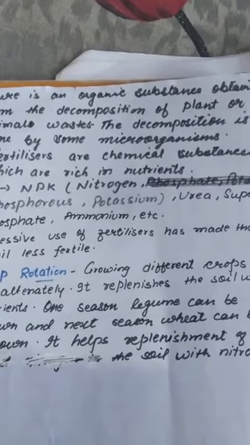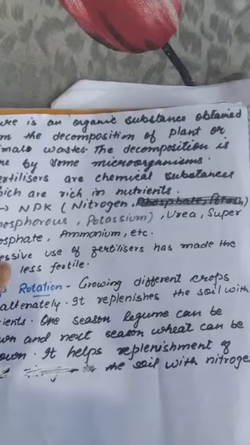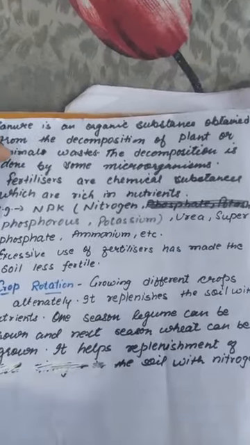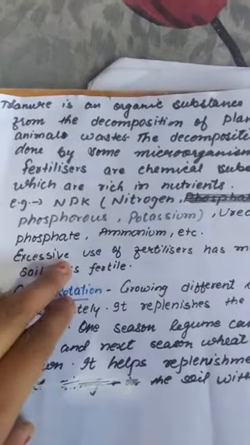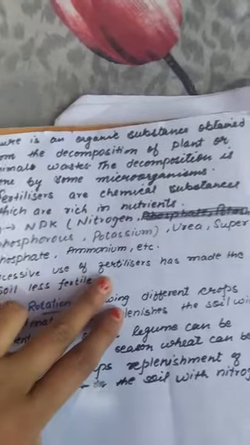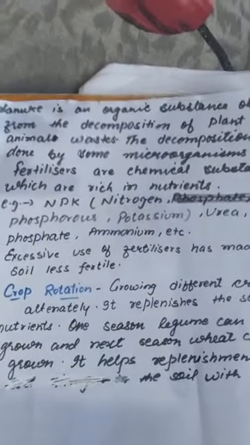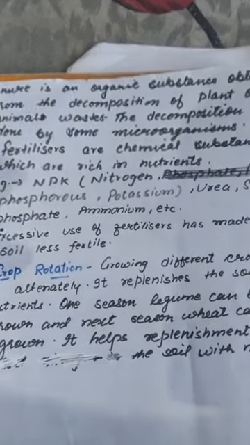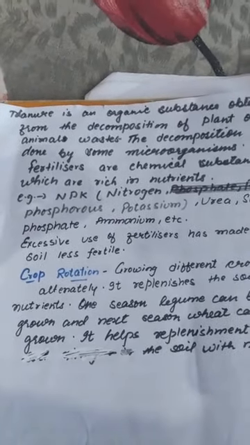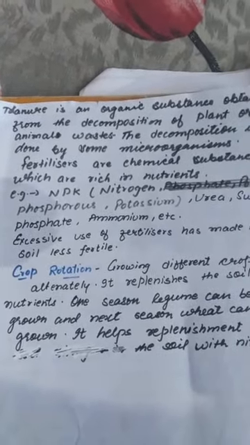It gives a lot of humus to the soil, and that's why when we add manure into the soil, it is good for the plants. But excessive use of the fertilizer is losing the fertility of soil. So fertilizer we should use only when it is required.